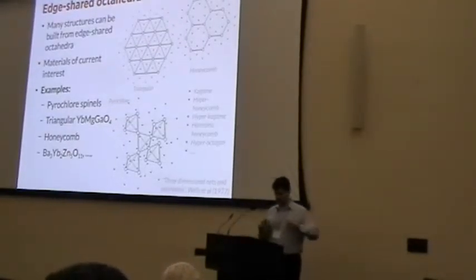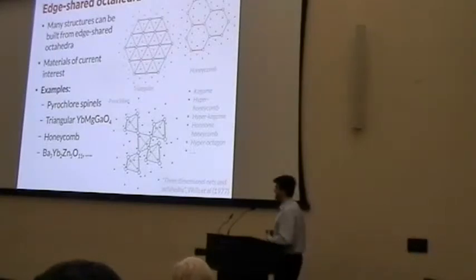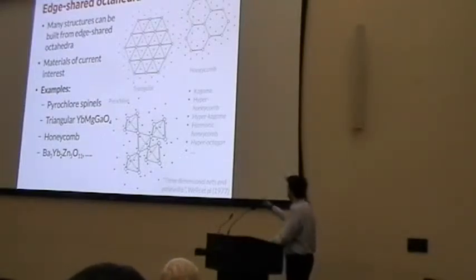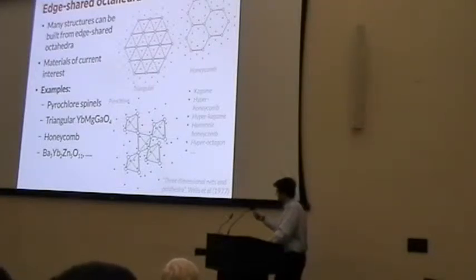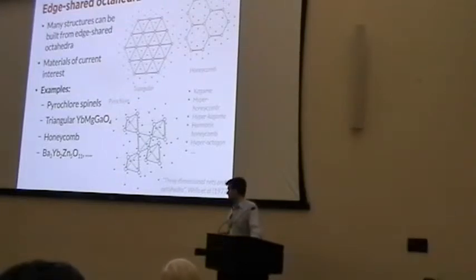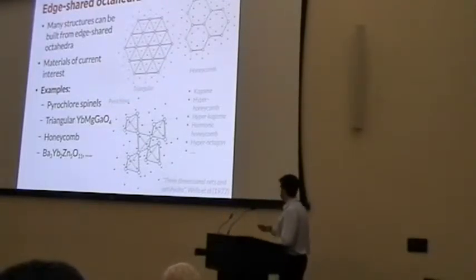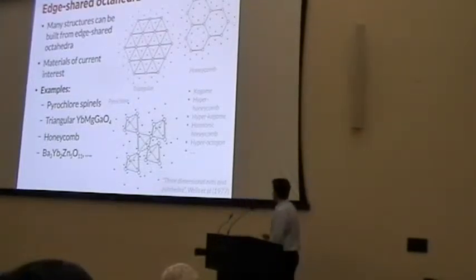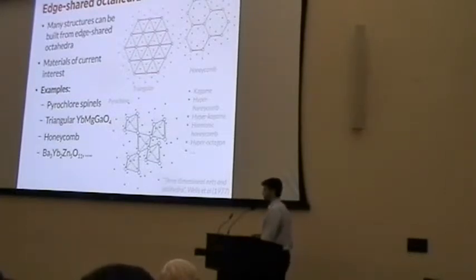Okay, and just to make the point that these edge-shared lattices of octahedra are fairly common and relevant for materials we care about, here's a sampling of different lattices you can build out of this. You have triangular lattices that have been found in things like the spin liquid candidate terbium magnesium gallium oxide. You have a honeycomb lattice that we saw before. Then you have pyrochlore lattices like this, built of edge-shared octahedra, that are found in spinels. There's many more. There's a whole book about what kind of lattices you can build out of perfect edge-shared octahedra. These include hyperhoneycomb, hyperkagome, harmonic honeycomb, things that don't even have good names.